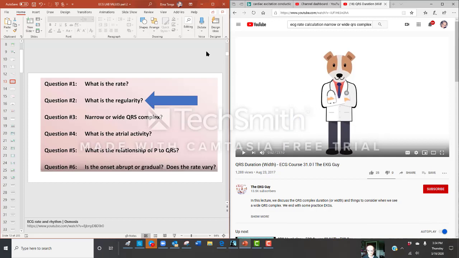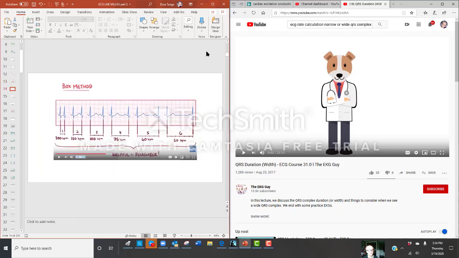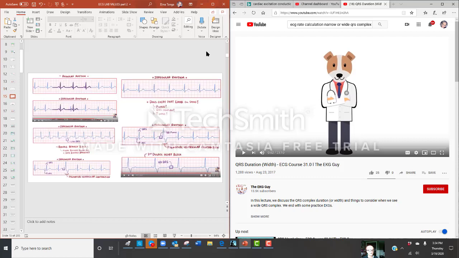Okay, so second question is, what is the regularity? And watch the video, and it will rate regularity: a regular rhythm, and an irregular rhythm. When you're looking for an irregular rhythm, you're looking for, does every part look the same? Is there a P wave? Is there a QRS complex? Is there a T wave?